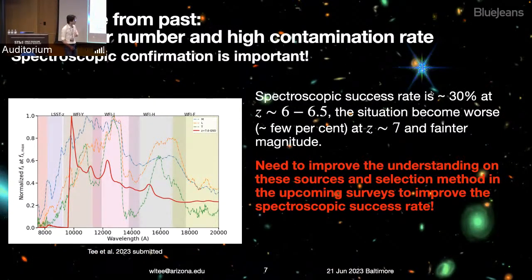So our experience from the past is that at redshift 6 to 6.5, the spectroscopic success rate is about 30%. You can capture 3 quasars out of about 10 candidates. But the situation becomes much worse when you go to higher redshift and fainter magnitudes. So we definitely need to improve our understanding of these sources, and we are trying to improve our selection methods using Rubin's strategies, wide-field surveys, and the photometric data available to us, to improve our spectroscopic success rate.